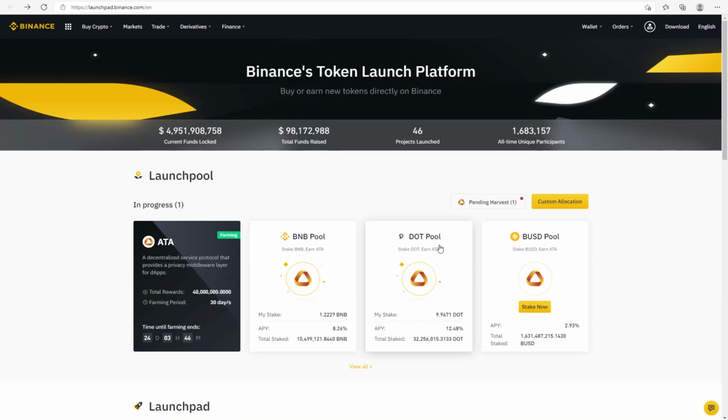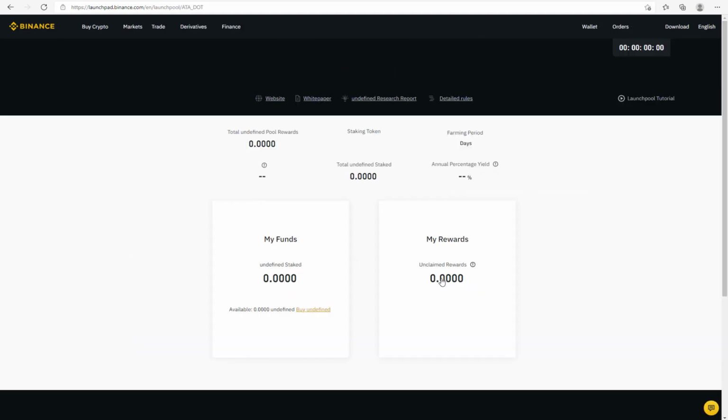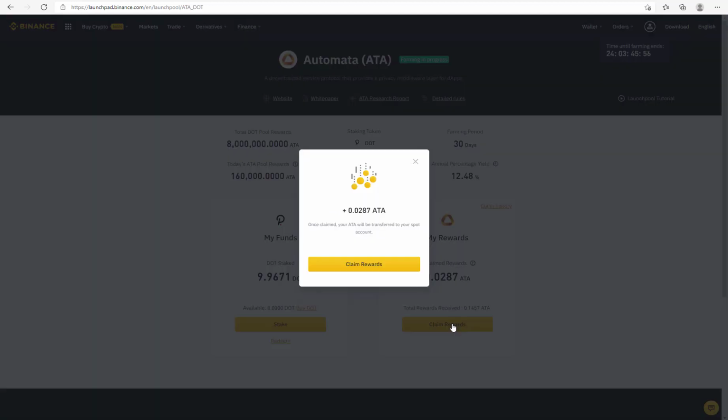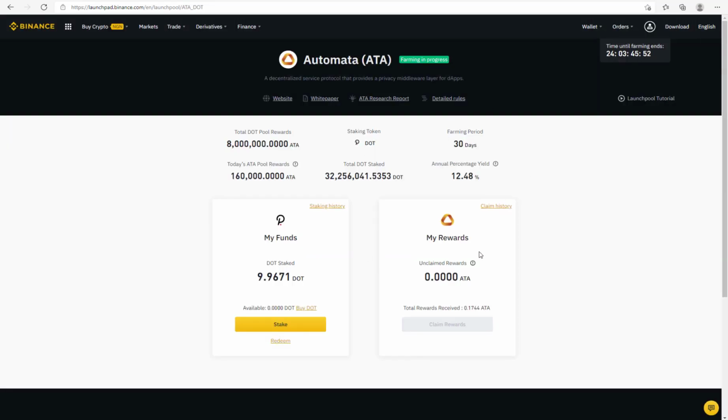If I go back to my Polkadot as well, you can see I have currently staked 9.96 Polkadots and I have claimed 0.14 ATA for free. I still have some unclaimed rewards. I'm going to go ahead and claim them right away. So if you claim, it will update on your spot account, but you can see that you've claimed a total of 0.17 ATA. Now yes, it is amazing that we're making these coins for free.